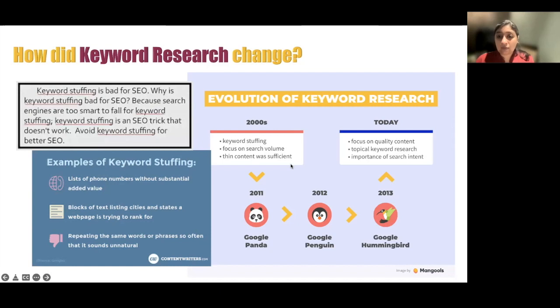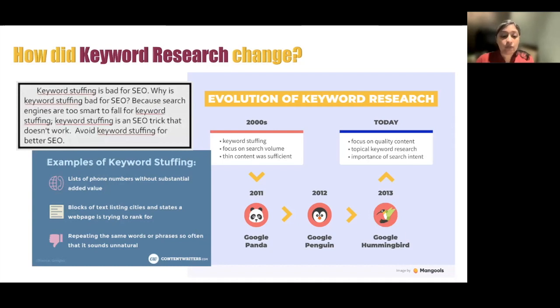However, it evolved over time. The algorithm has evolved over time to the present day where it focuses on quality content. It looks at the way you've done your research. It looks at the way that you've presented your keywords. And it also looks at whether you have fulfilled what your user is looking for.